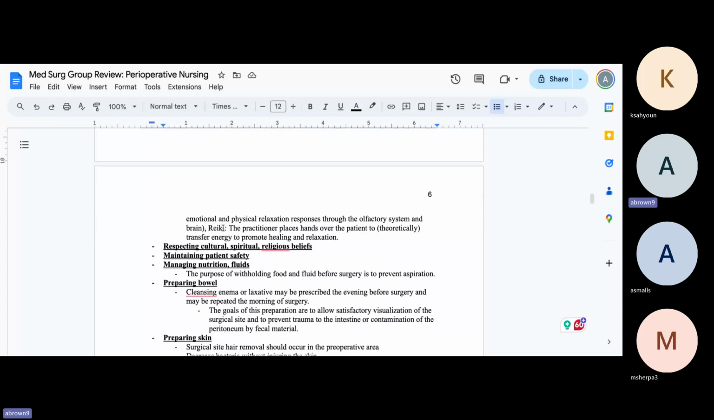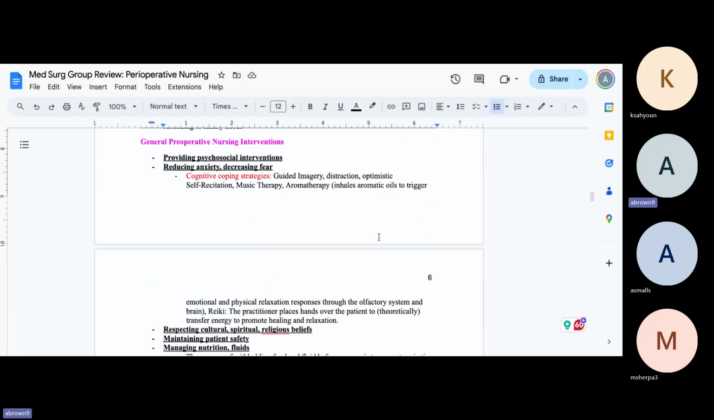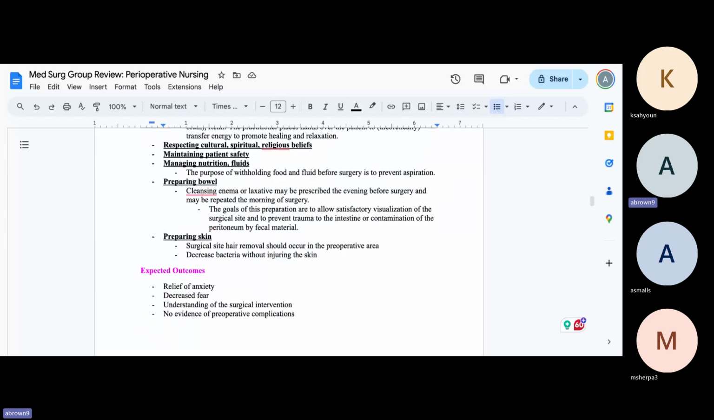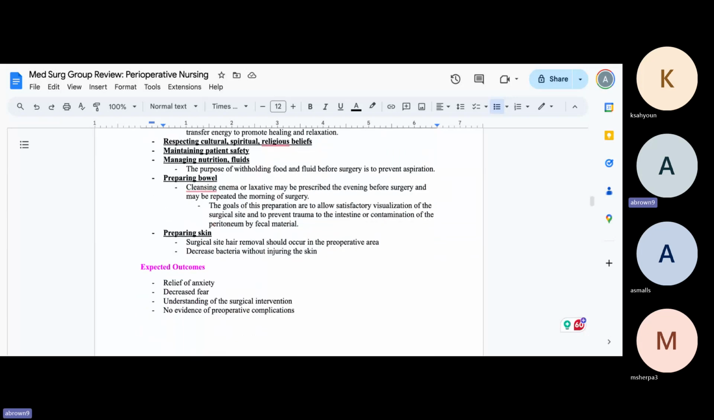And then Reiki, the practitioner places hands over the patient to transfer energy to promote healing and relaxation. Those are a couple examples. Respecting cultural, spiritual, religious beliefs, maintaining patient safety, managing nutrition, fluids. We said this earlier, the purpose of withholding food and fluid before surgery is to prevent aspiration. We don't want any fluid or food in the lungs that can possibly cause pneumonia.